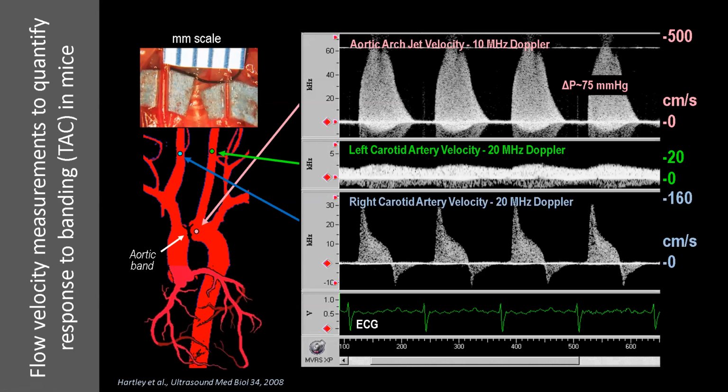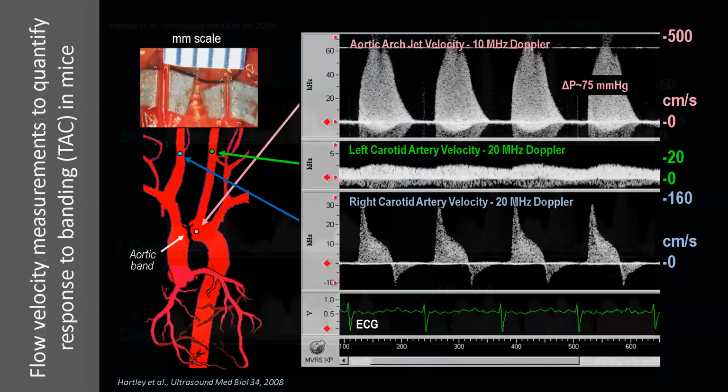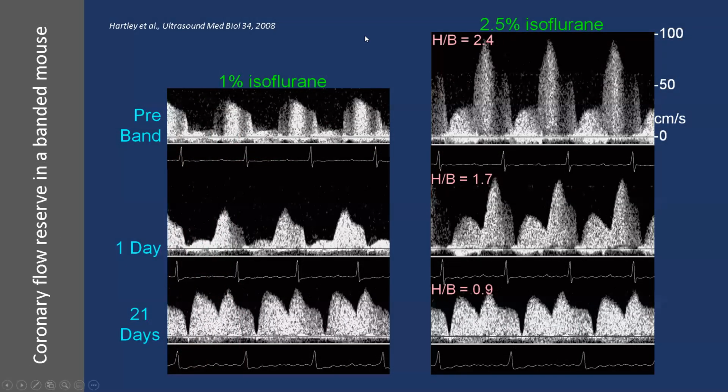They would die sooner than later. But anyway, you could see that we can get a nice characterization of the TAC banding. If you take the same group of mice with the TAC banding, here you can see before the banding, you have a nice coronary flow reserve. You create the surgical band.